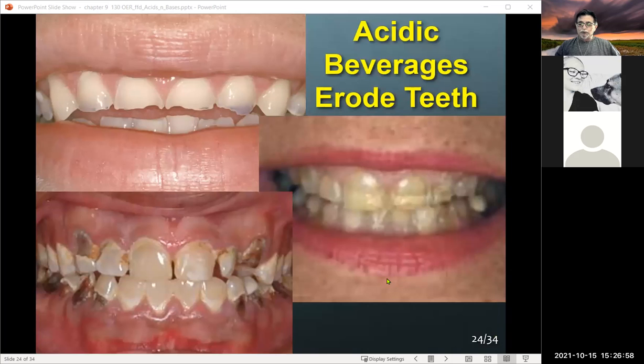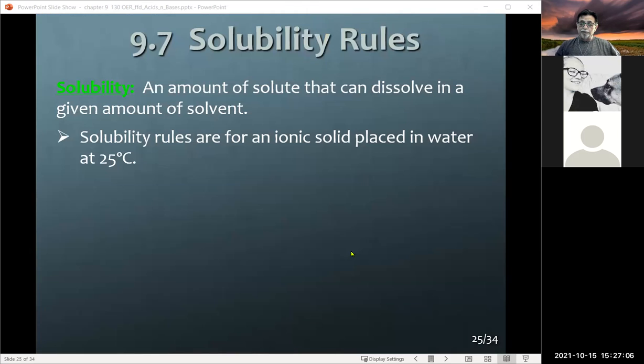All right, so why is that a problem? Here you go. For your dental hygiene students out there, this can happen. It can really mess up the enamel on your teeth due to the acidity. Which brings us to solubility.